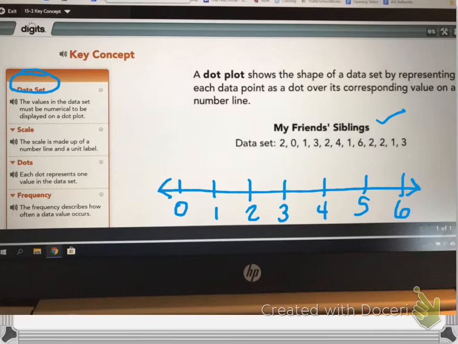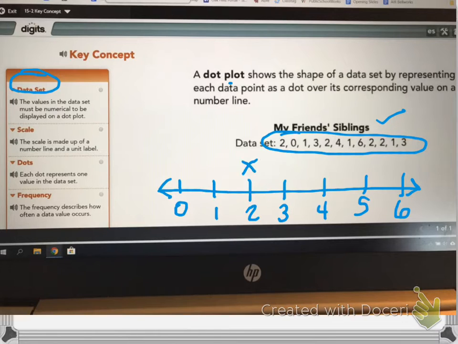The dots: each dot represents one value in the data set. Each of these values would be represented as a dot on my scale. And then the frequency describes how often a data value occurs.